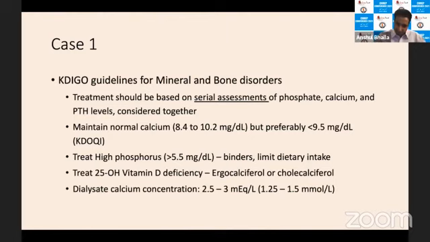Treat the vitamin D deficiency with either cholecalciferol or ergocalciferol. And then dialysate calcium concentration. The recommendation is to keep it between 2.5 to 3, as this is the most physiological.